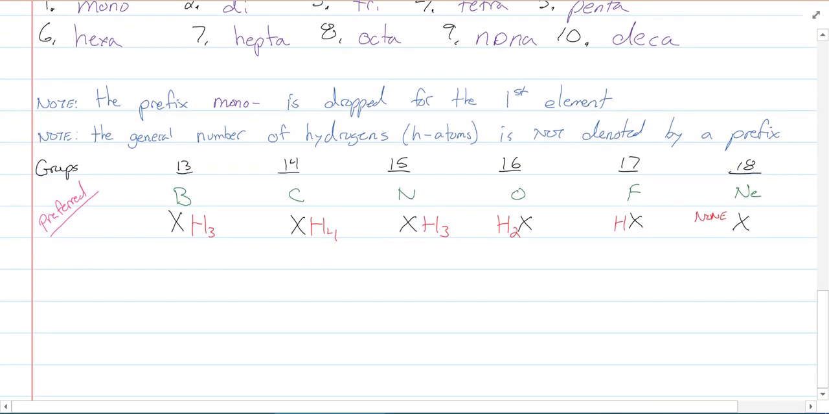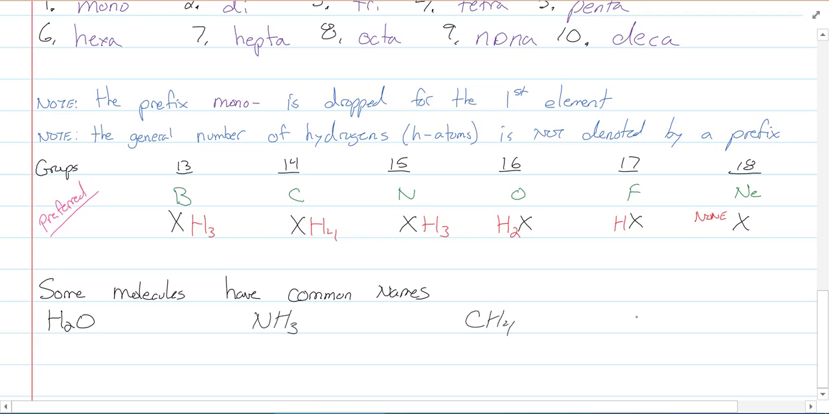Okay. Some molecules have common names: H2O, NH3, CH4, PH3. So of course H2O would be water. Ammonia is NH3. Methane, CH4. And phosphine is PH3.